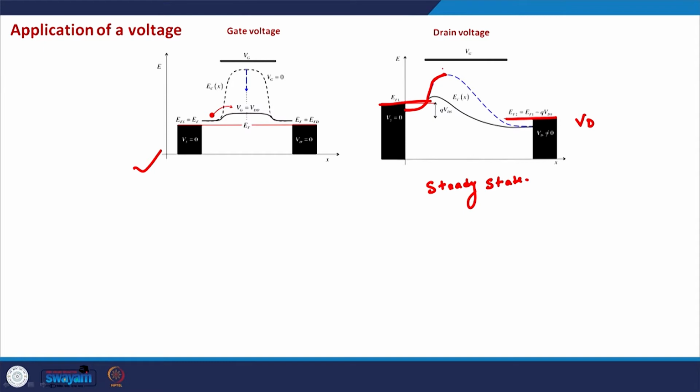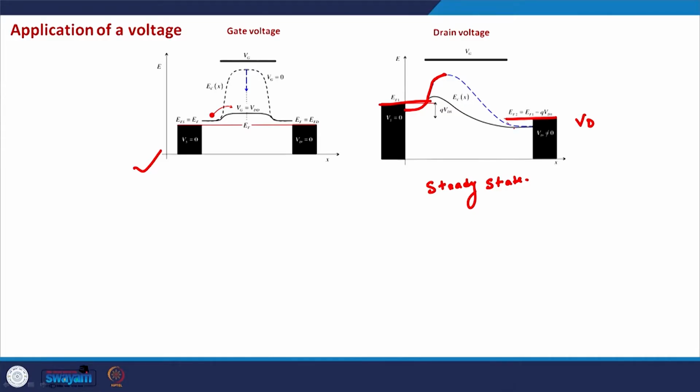But as we go from the left to the right side, the voltage increases from 0 to Vd, and that is why this barrier changes in this way. This follows the potential profile across the channel.